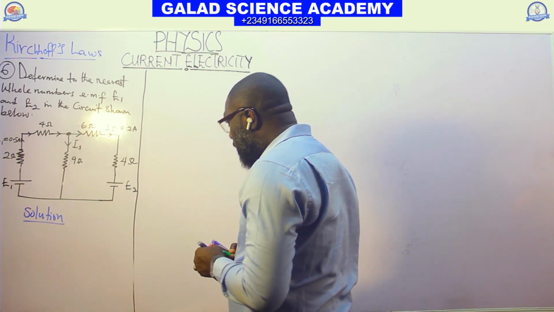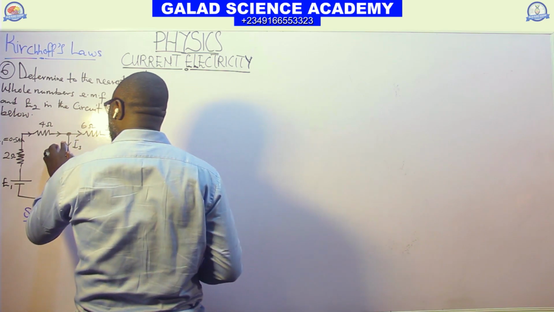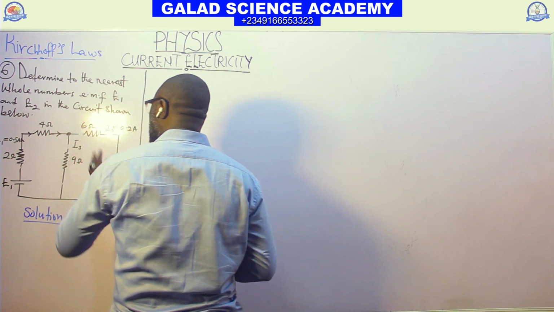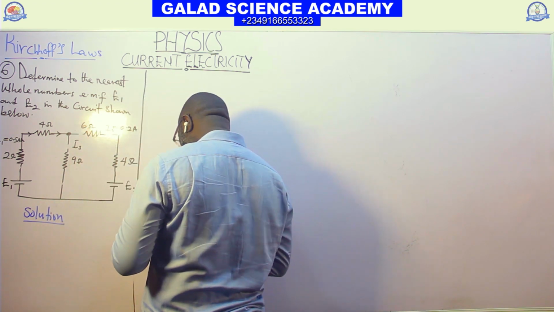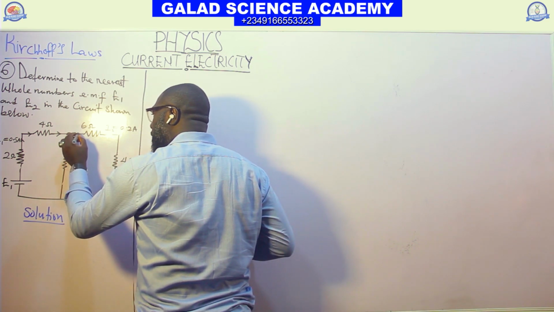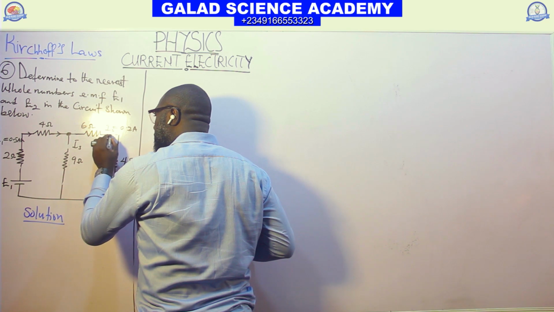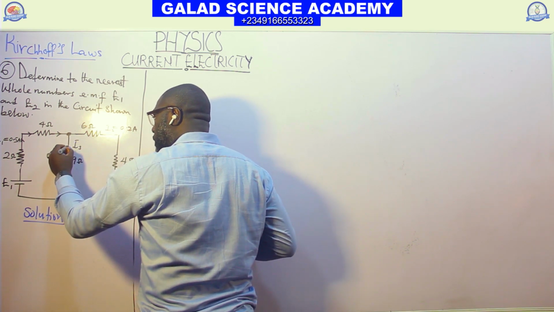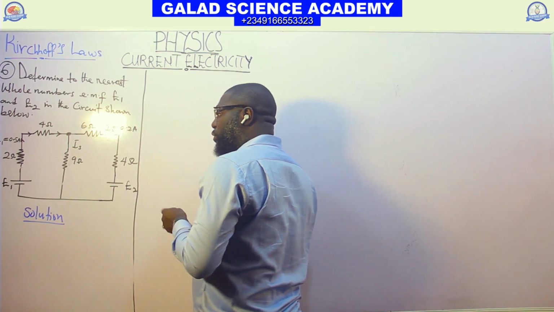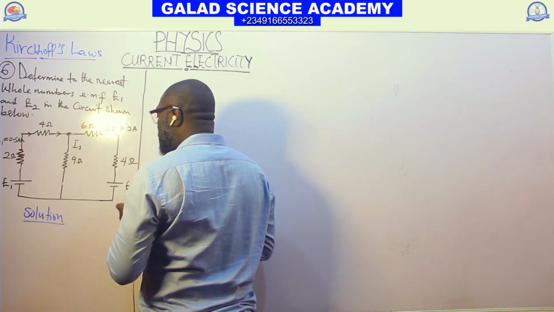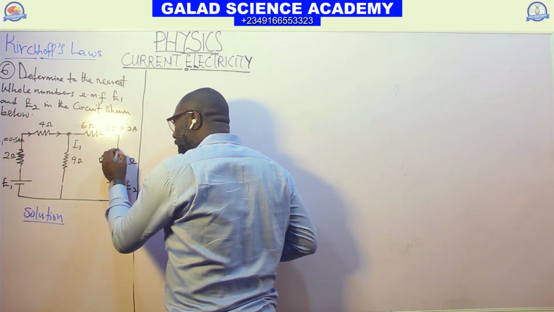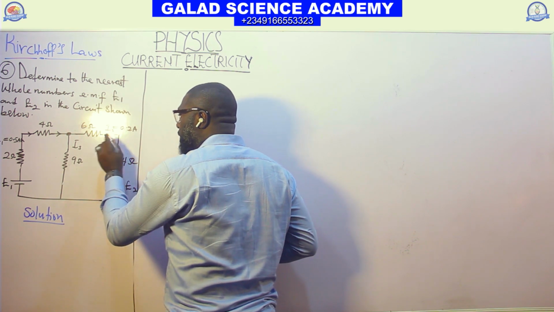The first thing you need to do here is locate the direction of current. You will observe that the current always starts from the positive end of the battery. So this is where the current is coming from, like this. This is I2.